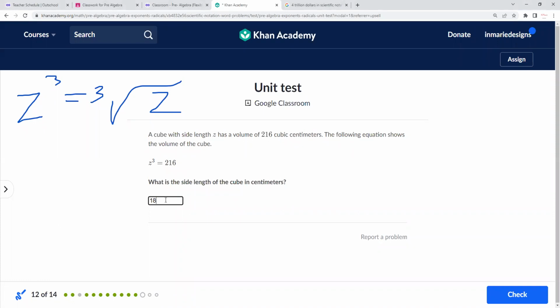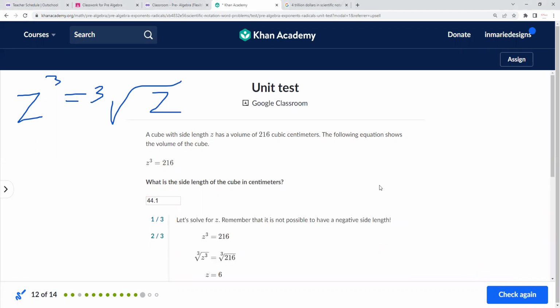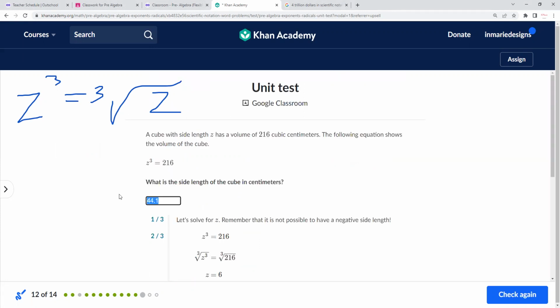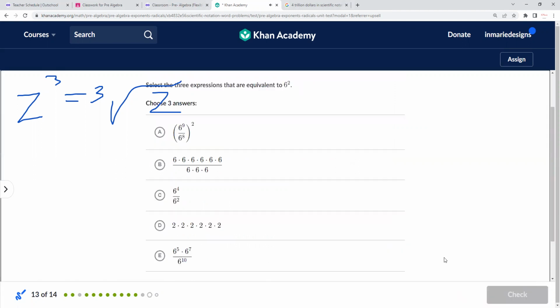A cube with the side length of z has a volume of 216. Do they want us to put it in? That's what I did. Cube root of 216. Oh, sorry. I don't know what I did the first time. My calculator gave me a weird number. But yes, if you type in the cube root of 216, you get 6.